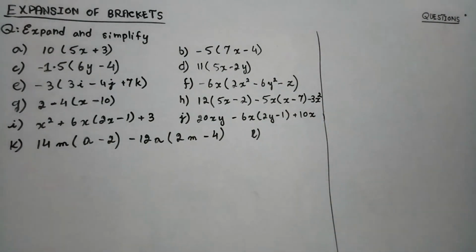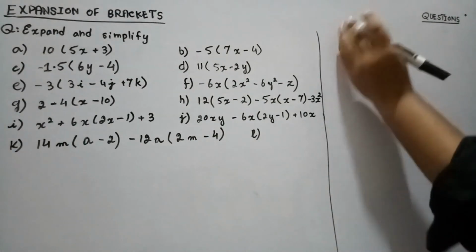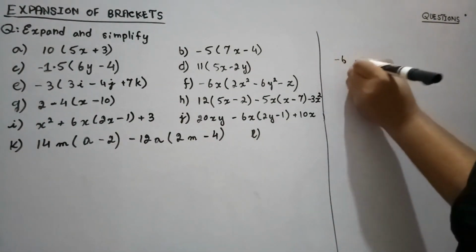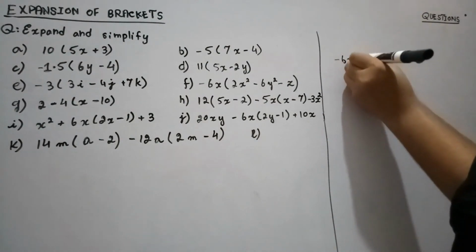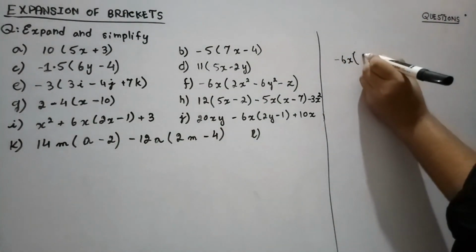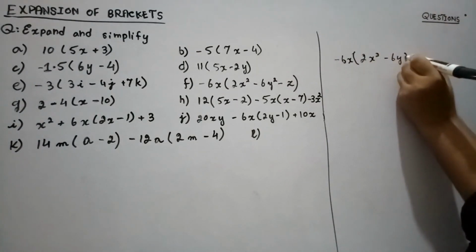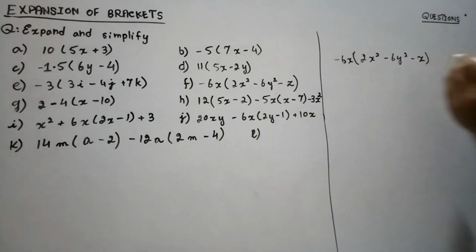Now here we have our next part, part F. Here this negative of 6x is going to multiply by 2x square minus 6y square minus z. Okay, so let's see.